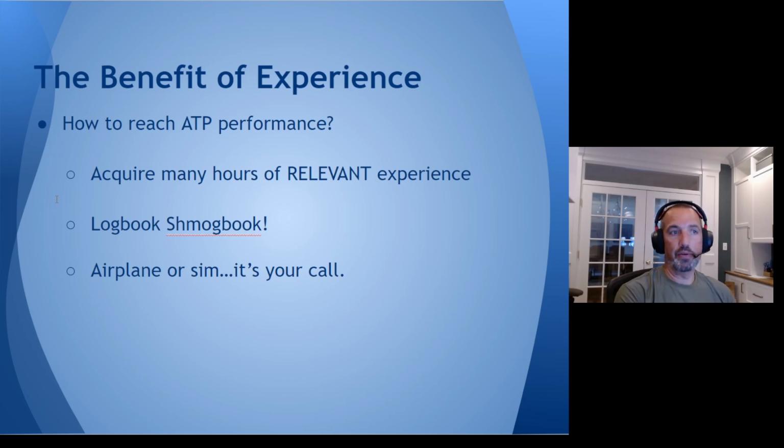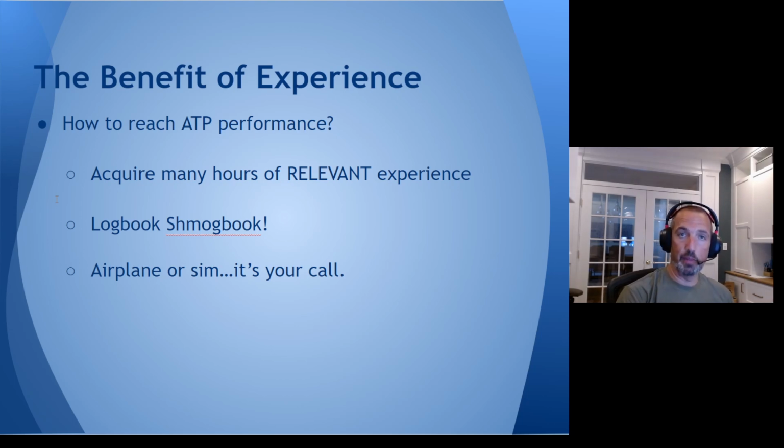There's really not much getting around it. You need to acquire many hours of relevant experience. There's a great reason that the word relevant is in capital letters there. You need to build a ton of experience. And hours in a logbook really don't necessarily translate to relevant experience. So I would say logbook, schmogbook, and worry a lot less about the logging of time.